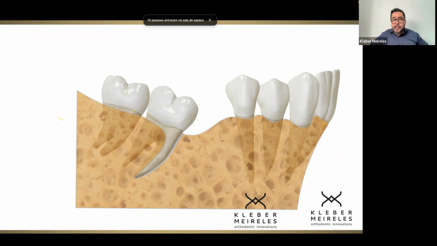But we need to start at the right point. And then we focus on the right biomechanics. And we try to apply the right biomechanics during the whole movement. And of course, we adjust. We adjust because the variables are enormous. We have several variables that we can't control. The bone height, the root shape, the crown shape, and everything must be adjusted because of this huge amount of variables that we have in orthodontics.